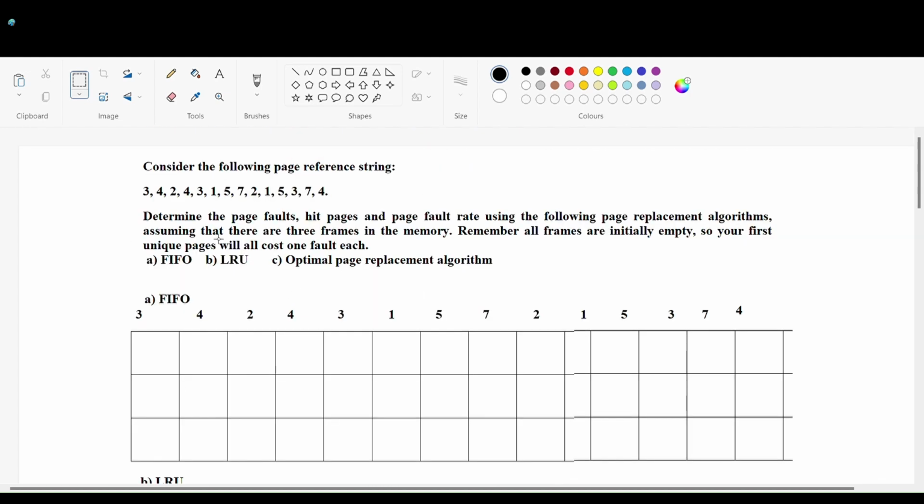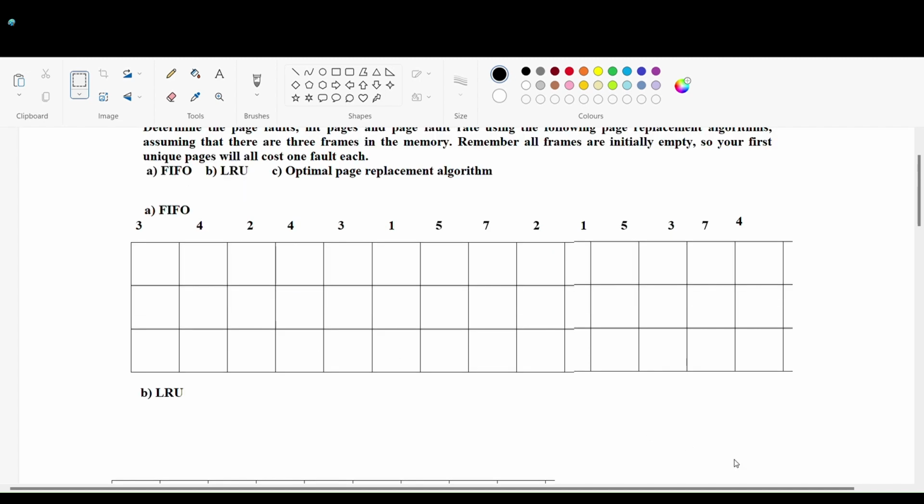So there are pages. Page 3 will load into the memory. Okay, page 3 will load into the memory. So this is FIFO, right? So 3 will load into the memory. So this is a page fault, right? Then 4 will load into the memory. This is also a page fault. Then 2 will load into the memory. This is also a page fault, right?